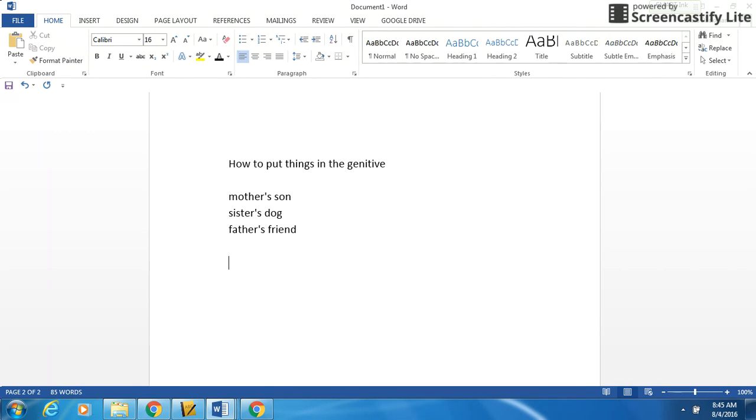So the first thing you're going to do with these phrases is you're going to look at what the English says. Remember, the word that's doing the owning is the one that's going to be genitive. So in this case, mother will be genitive, sister will be genitive, and father will be genitive because they're owning the thing. The thing will be nominative. Think of it this way. Think of it as the son of mother.